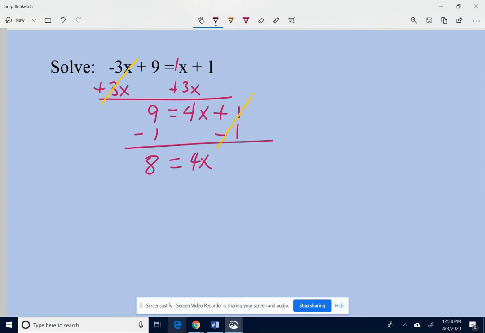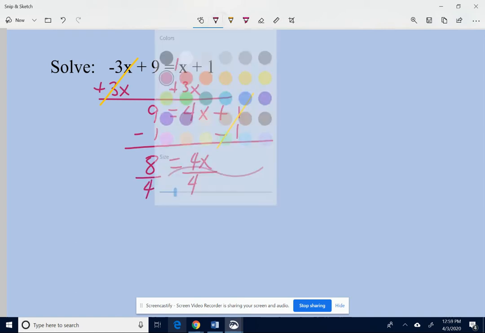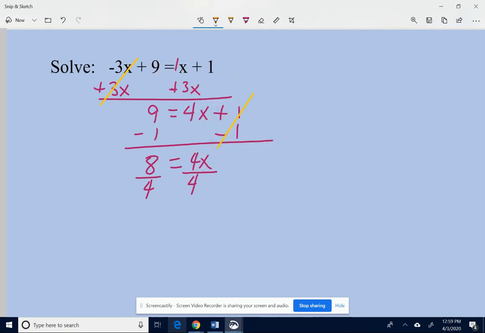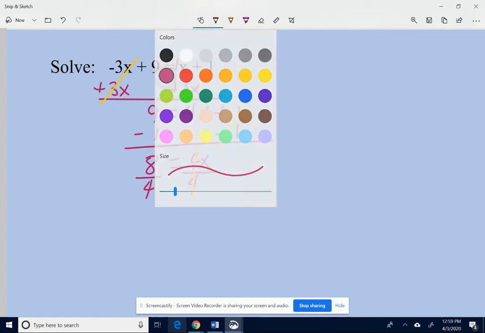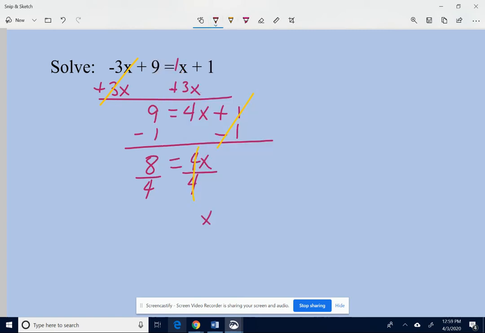Last step is to get rid of the multiplied number. My multiplied 4, I need to divide by 4 on both sides. It's always both sides. So 4 divided by 4 on the right is 1, so we're left with 1x, which is just x. 8 divided by 4 is 2. So 2 is equal to x.